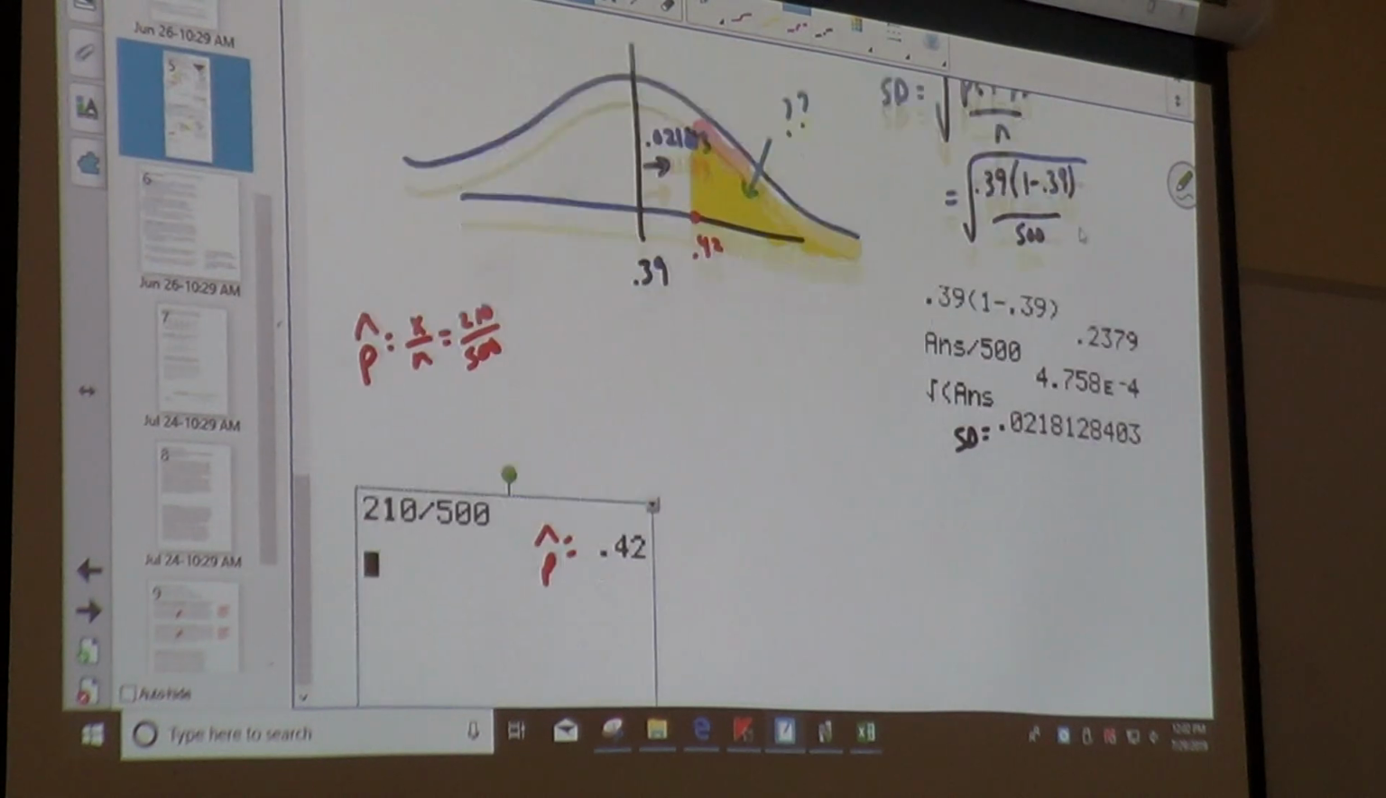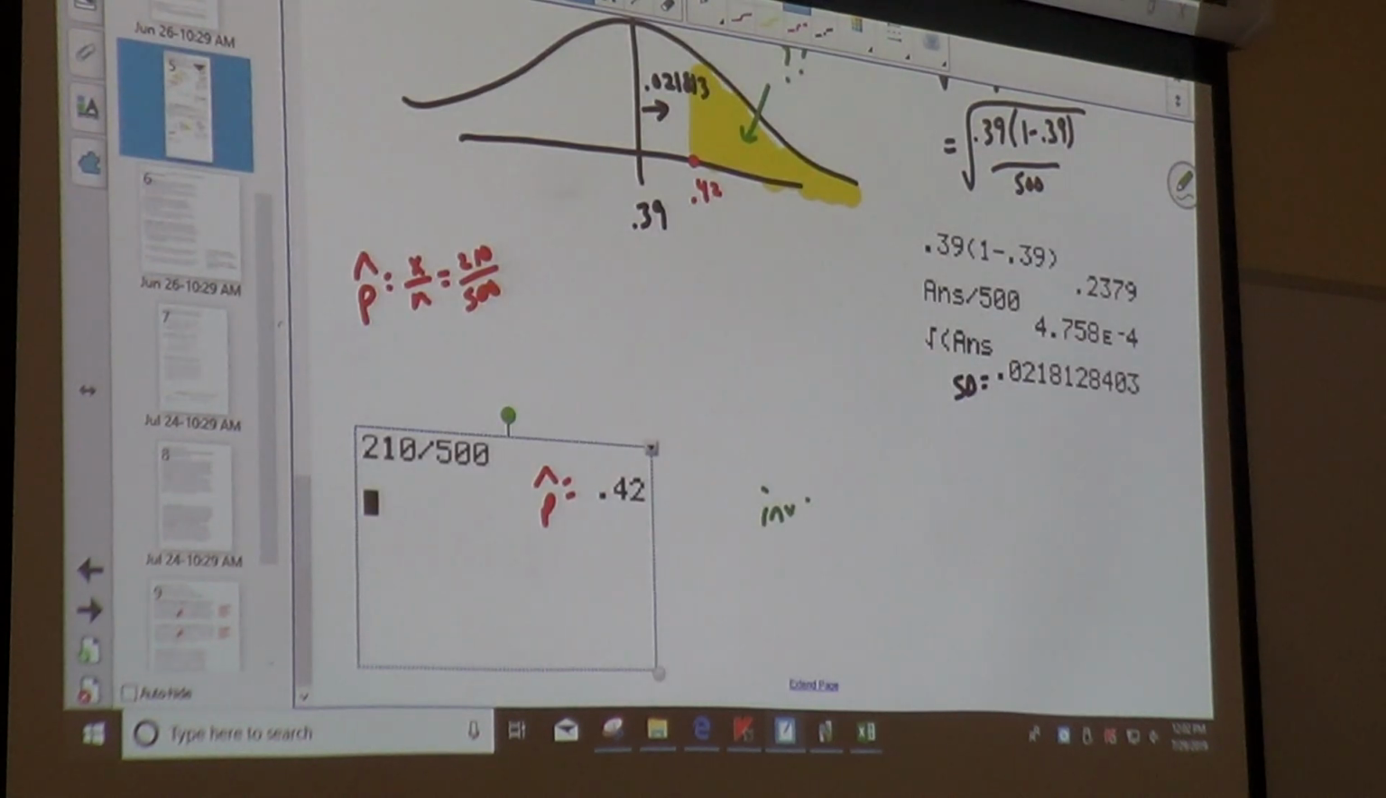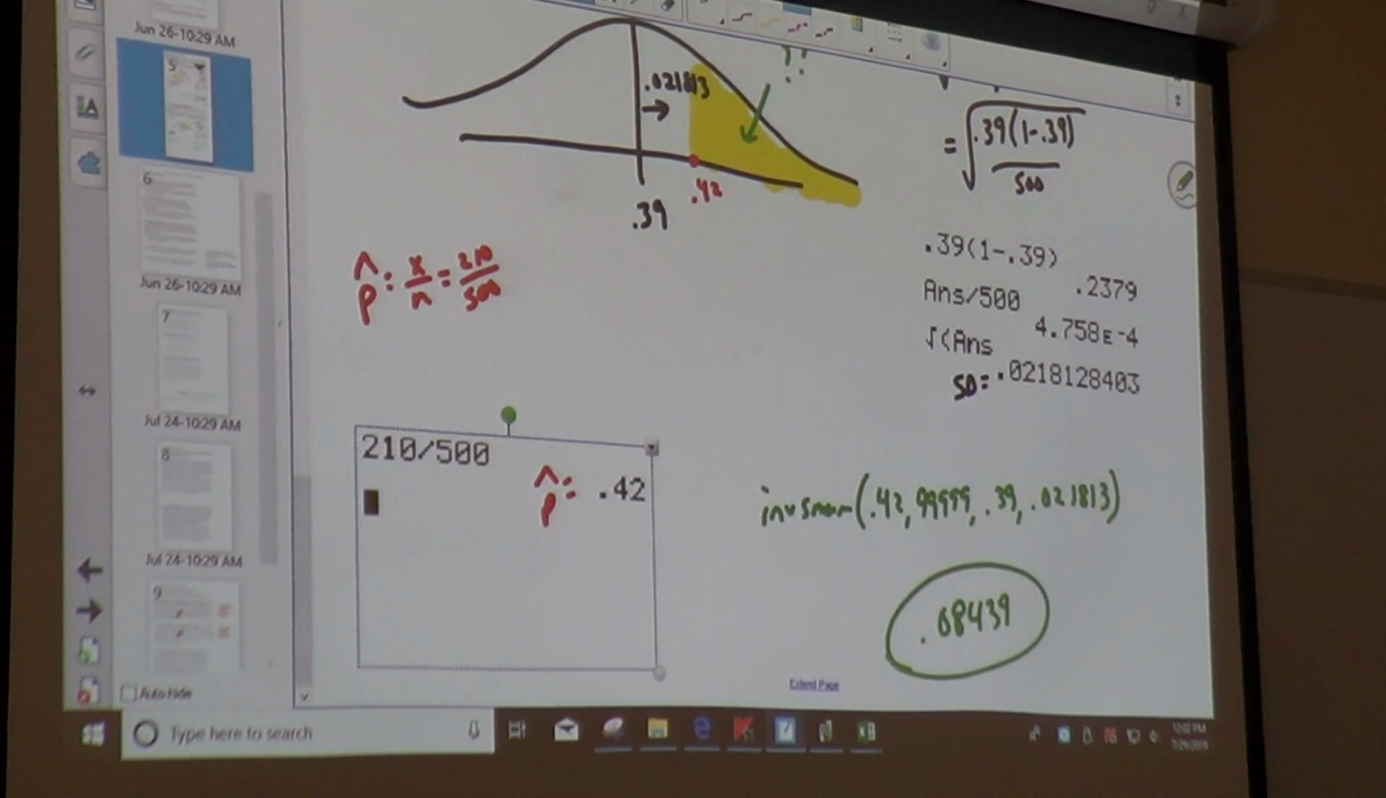So I am going to do the inverse norm. I started at 0.42, I ended at 99999, my mean was 0.39, and my standard deviation was 0.021813. And when I plug all that in the calculator, I get 0.08439. Is that what y'all got?